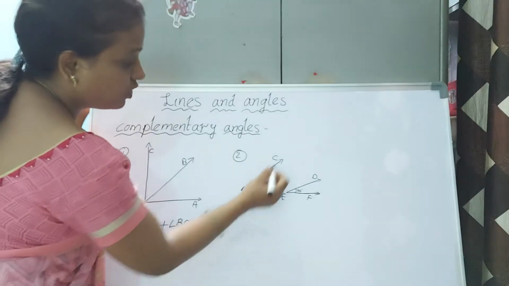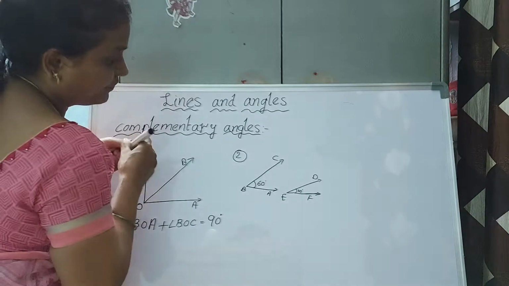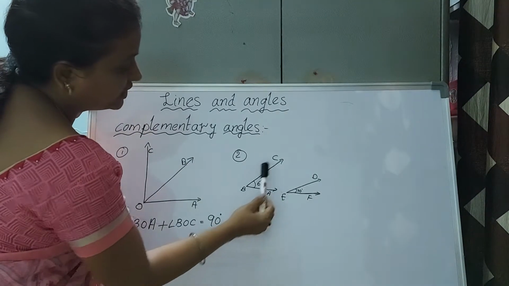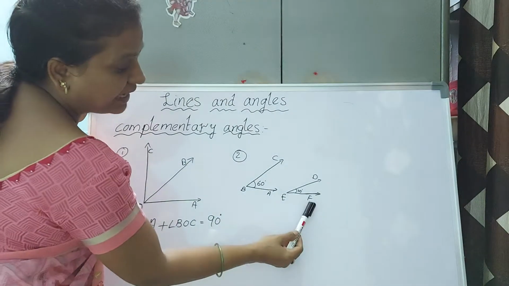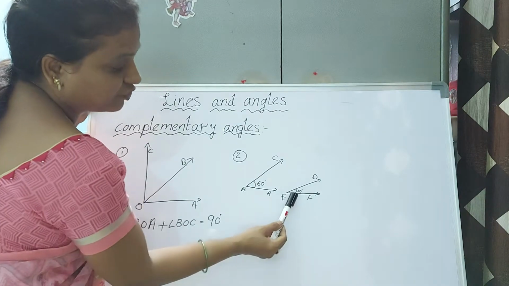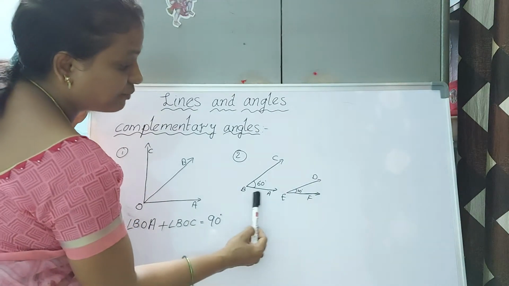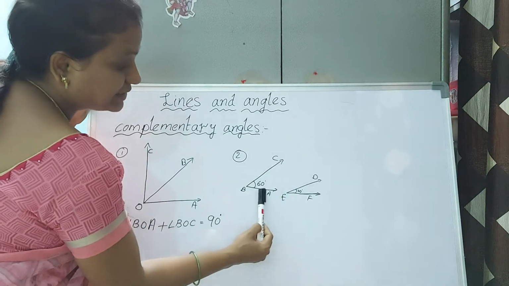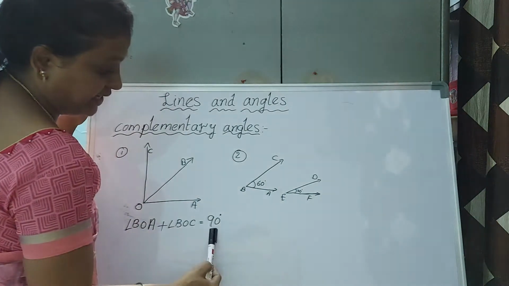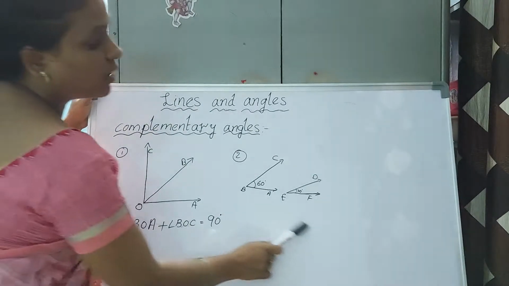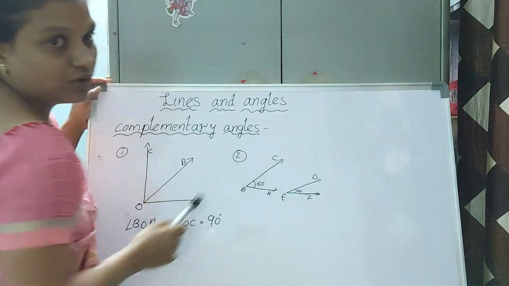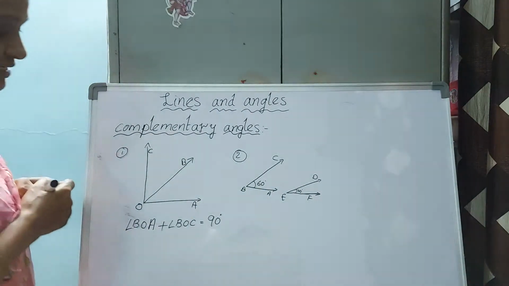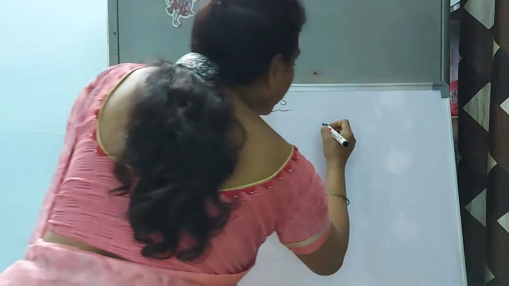See here also, angle ABC is equal to 60 degrees and angle FED is equal to 30 degrees. So the sum of the two angles, a pair of angles, is 60 plus 30 equals 90. So we call it complementary. These two angles are known as complementary angles. Next one is supplementary angles.